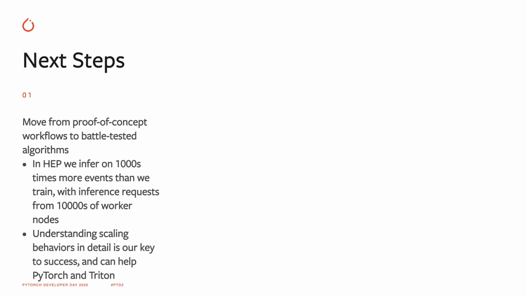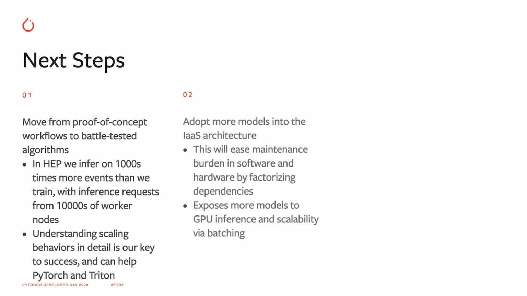So the next steps are to move from this proof of concept that I showed you into something that can really be battle tested and does exactly what we want. That wasn't the whole story that I showed you. In particular, in high energy physics, we infer on thousands of times more events than we train on, so we really have to make sure that we have a robust algorithm. We also need to make sure that it can scale because we have to run this on tens of thousands of workers. So really understanding the scaling behavior is key to our success, and that kind of feedback can also help PyTorch and Triton grow.